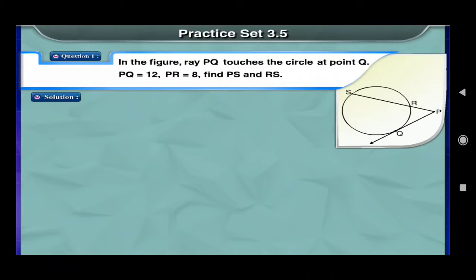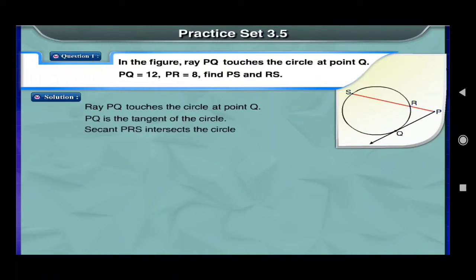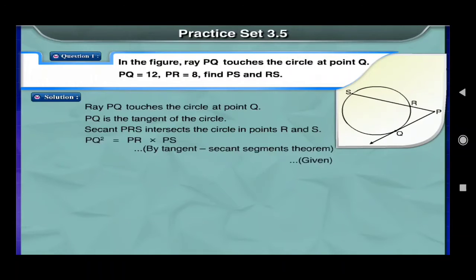In the figure, ray PQ touches the circle at point Q. That is, PQ is the tangent of the circle. Secant PRS intersects the circle in points R and S. By tangent-secant segments theorem, PQ square is equal to PR into PS. It is given that PQ is equal to 12 and PR is equal to 8.